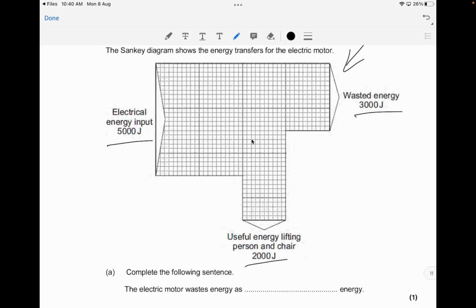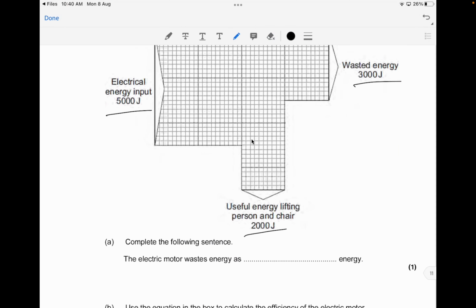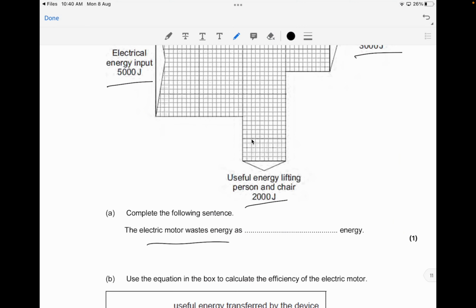Now, one useful tip here is that the wasted energy combined with the useful energy is the total electrical energy input. So that is your answer. Now you're going to say that the electric motor wastes energy as thermal energy, or heat energy in this case, or as sound energy. Just like I said from question 1 itself, no machine is 100% efficient, as they waste energy in the form of heat, sound, and thermal energy.